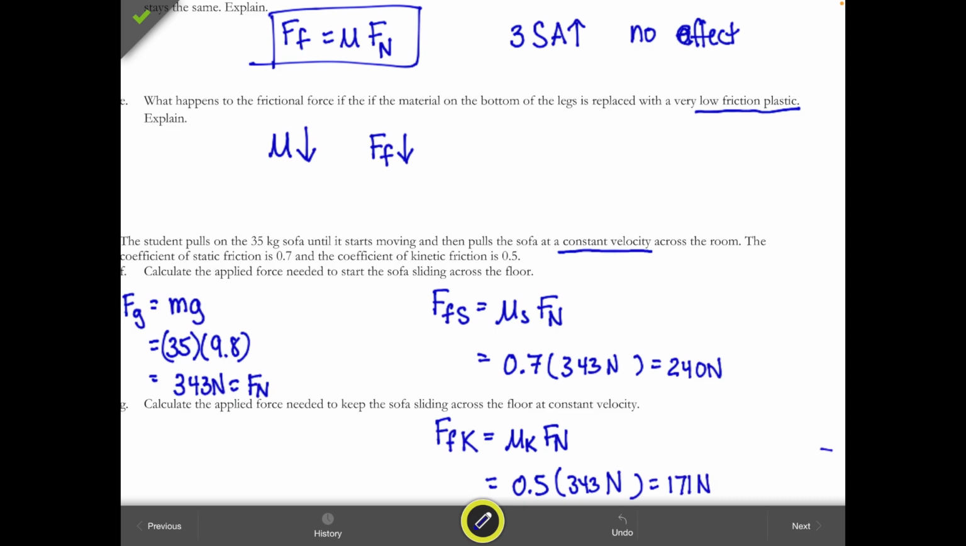One of the things the review packet doesn't practice, but you should probably keep in mind, is that this could be graphed then as the applied force increases to 240 newtons. Then, as soon as our object starts moving, the applied force can be smaller, can be 171 newtons, because the kinetic friction is less than the static friction. This would be a graph of applied force versus friction force.